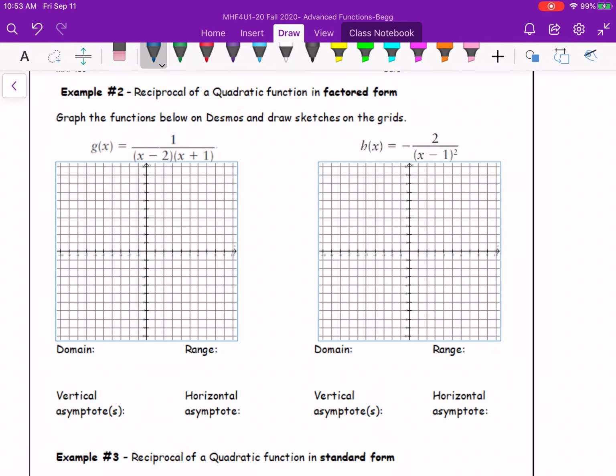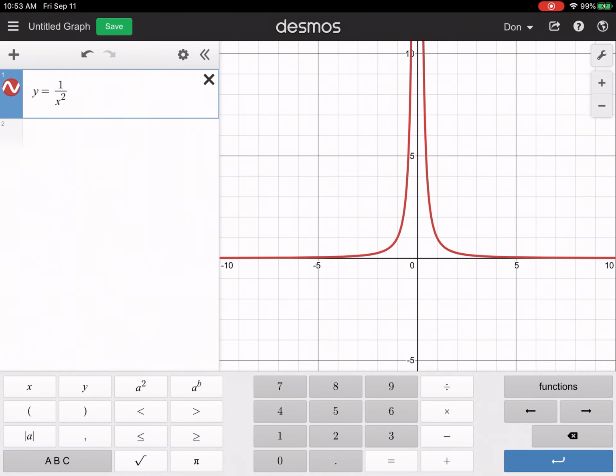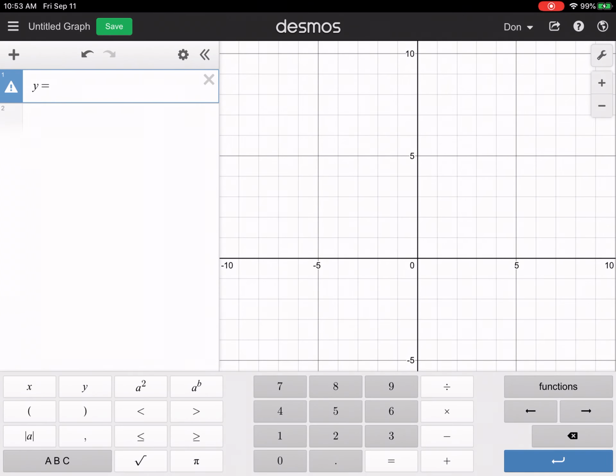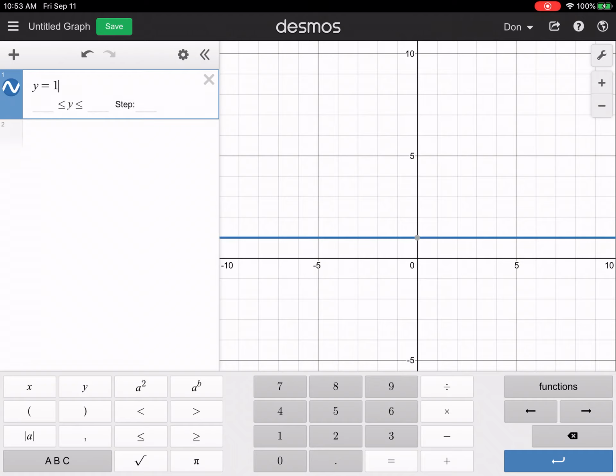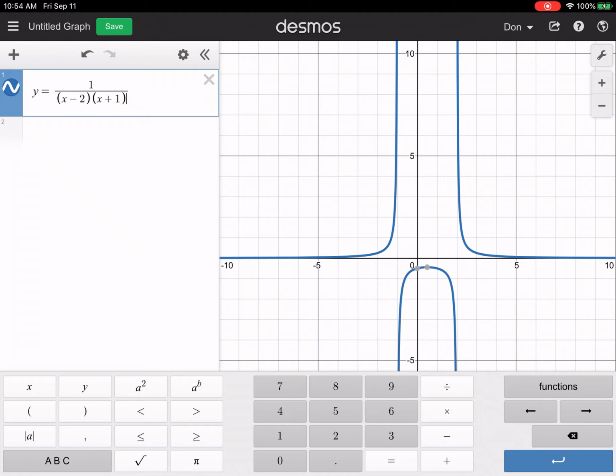The reciprocal of a quadratic function in factored form. So here is a quadratic. It's in factored form. We're going to graph it on Desmos and then sketch our graph. So 1 over x minus 2 times x plus 1. So y equals 1 over the bracket x minus 2, bracket x plus 1.